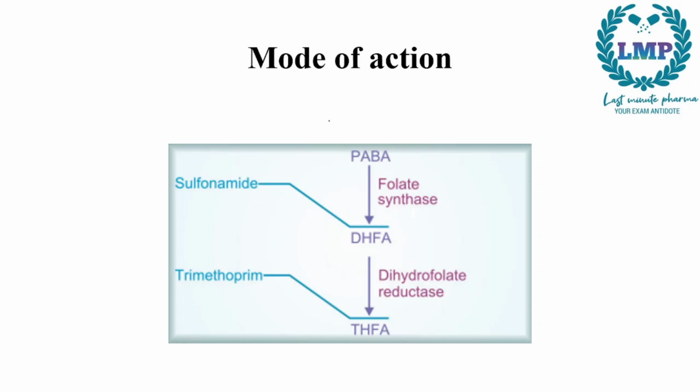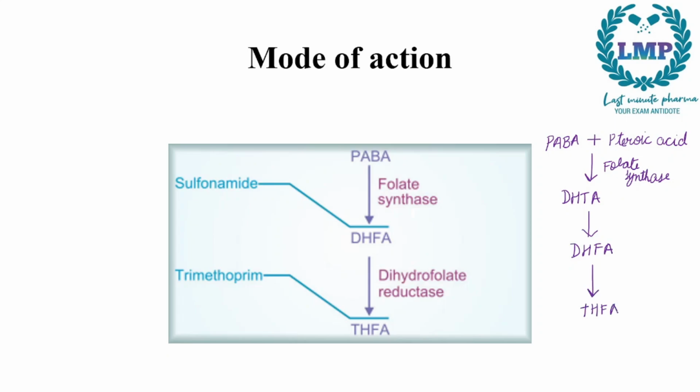Now for the mode of action. In the basic thing we will know there is a derivative called PABA, that is para-amino benzoic acid. With this we will add another substituent known as pteridine. So when we add pteridine and PABA in the presence of folate synthase, first we will get a dihydropteroic acid, followed by some other reactions which will give us dihydrofolic acid, and then dihydrofolic acid is converted into tetrahydrofolic acid in the presence of dihydrofolate reductase. Now this was folate synthase and this is dihydrofolate reductase. So in this we will have the inhibition of folate synthase by sulfonamides.